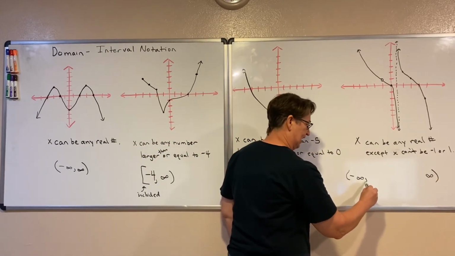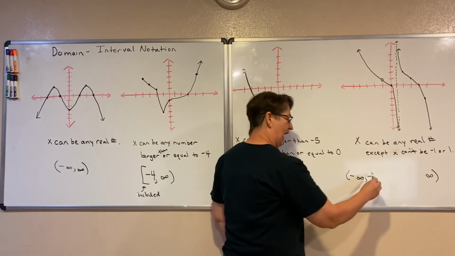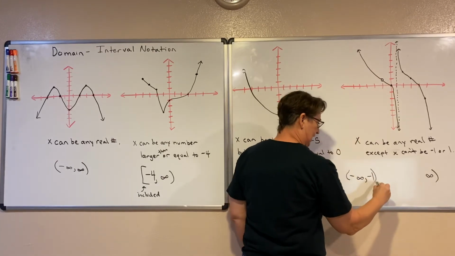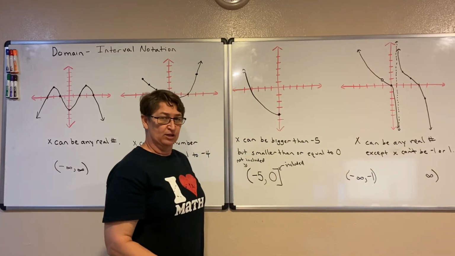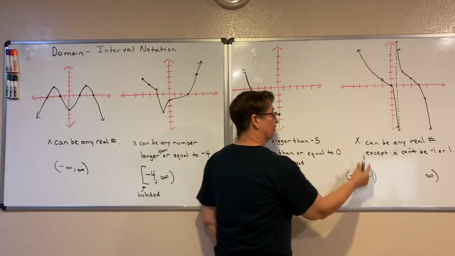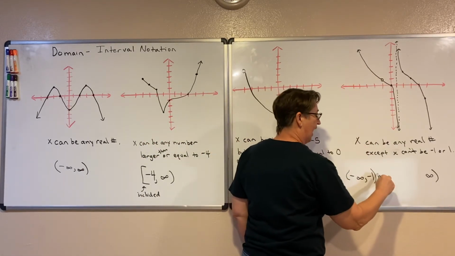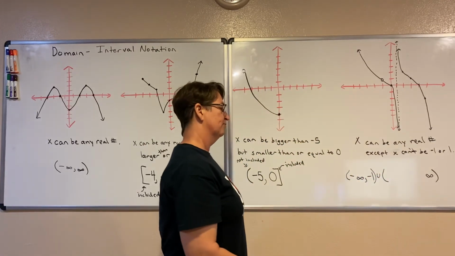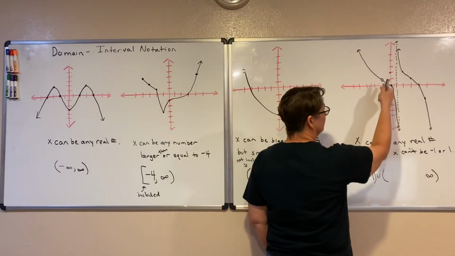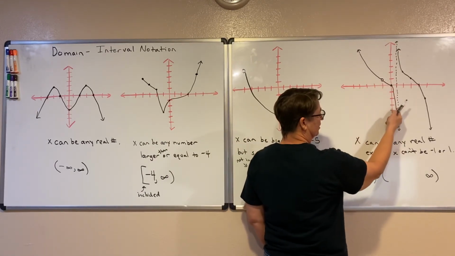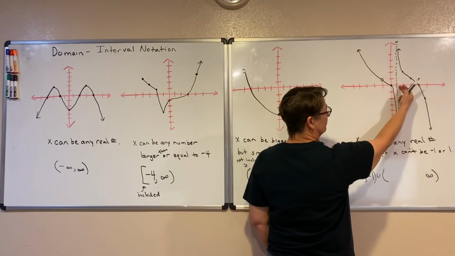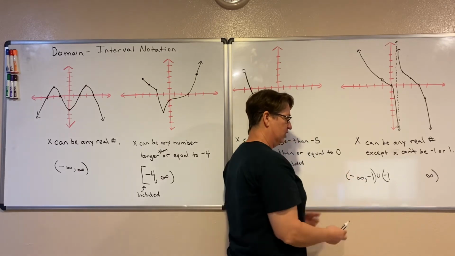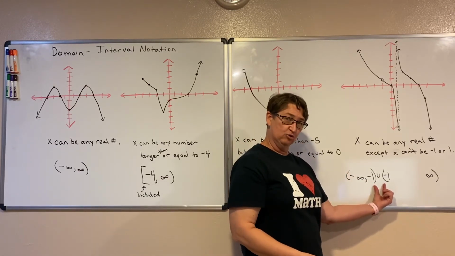So to show that it can't be negative 1, I'm going to say it goes from negative infinity to negative 1, but that negative 1 is not included. So that's like the first piece of my graph. I'm going to union that, that's a little union symbol, with negative 1. So this piece goes from negative 1 to 1. So it can't be negative 1. Notice that my negative 1 is not included.